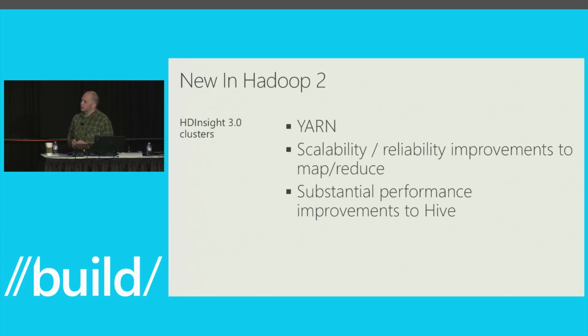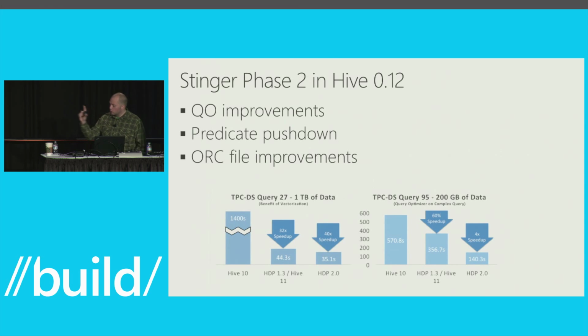The other thing that happened inside of the Hadoop 2 timeframe is that we've made some substantial performance improvements to Hive. This is work that was started in the HDP 1.3 timeframe for Hive 11, where we introduced a new file format for Hive, and then inside Hive 12, we've actually started to land some improvements to the query optimizer, being able to push predicates down when we run the jobs. And what all of this means is that we're able to run Hive jobs substantially more performantly.